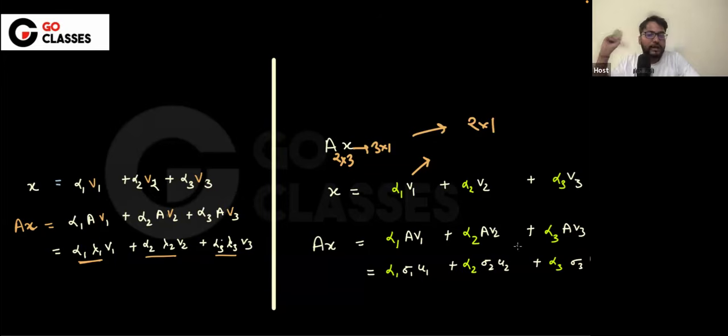So Ax is in R2. Can you have the Ax coordinates with respect to v1, v2, v3? No, because v1, v2, v3 are in R3.